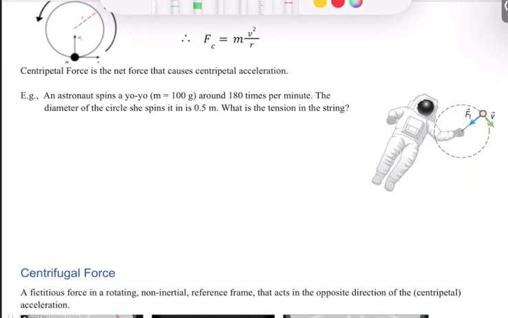An astronaut spins a yo-yo, which has a mass of 100 grams, around 180 times per minute. The diameter of the circle she spins it in is 0.5 meters. What is the tension in the string? So the tension is just going to be whatever the force is in the string, right? Basically, we just want to determine what this force, if you're looking at the picture there, what that Ft is, right? The force of tension toward the center.